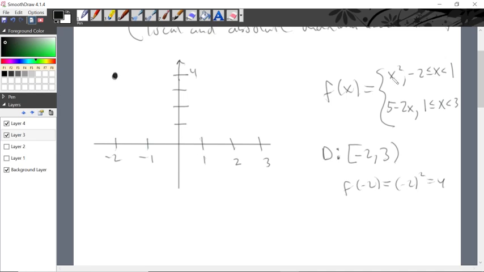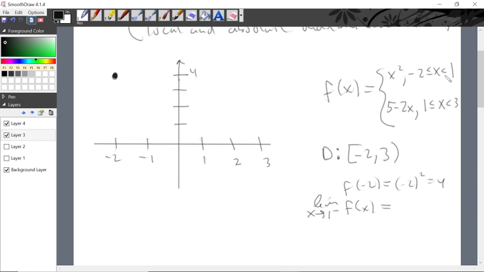The curve is y equals x squared. We know that looks like a parabola opening upward. It has a vertex at 0, 0, and x equals 0 is included. It's going to be that until x is equal to 1. Okay, so we have the limit as x approaches 1 from the left of f of x is what?